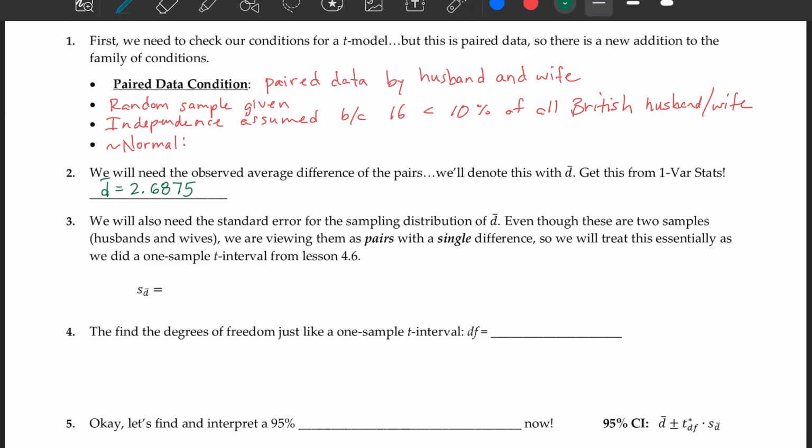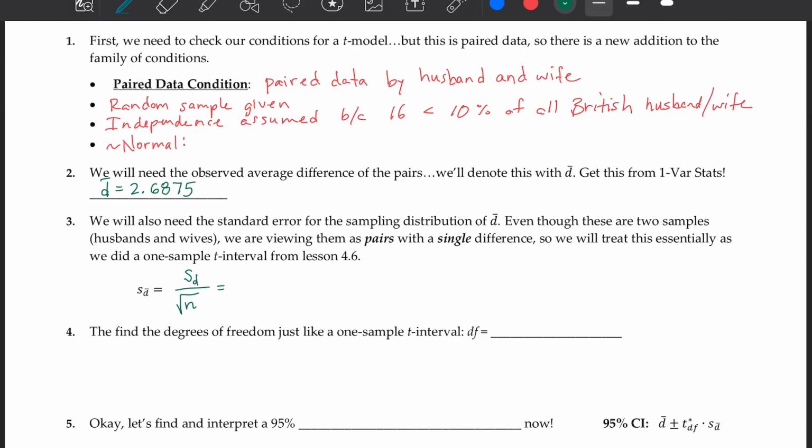So to find the S sub D bar, the standard error of the sampling distribution for D bar, we're going to take the standard deviation of our differences from our sample and divide that by the square root of our sample size. So that's S sub D, that is also from your 1-Var Stats.